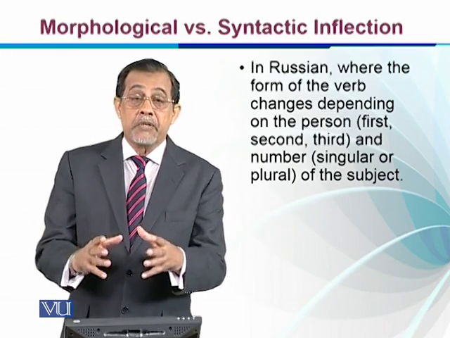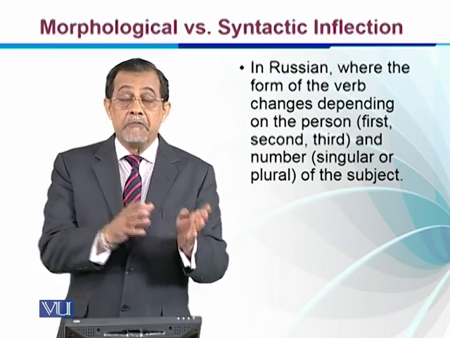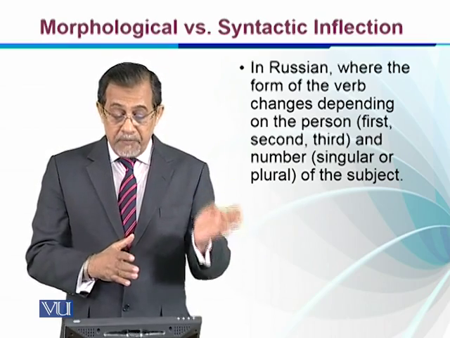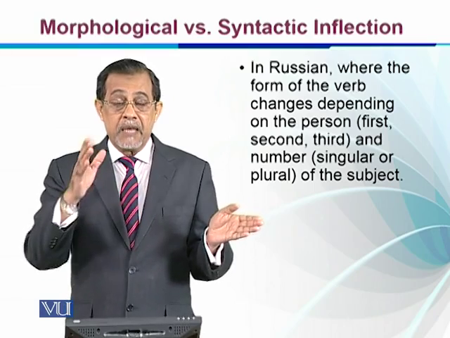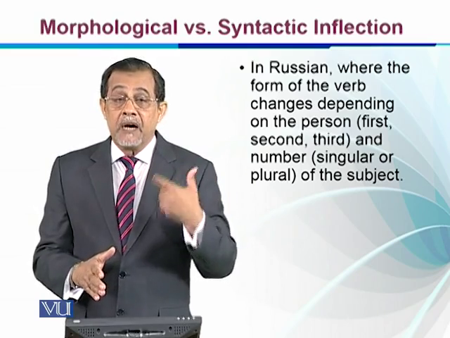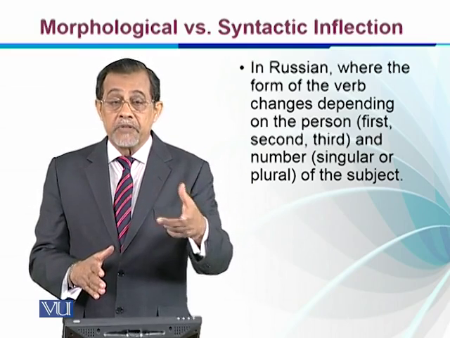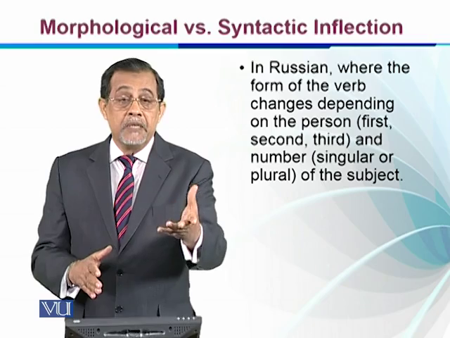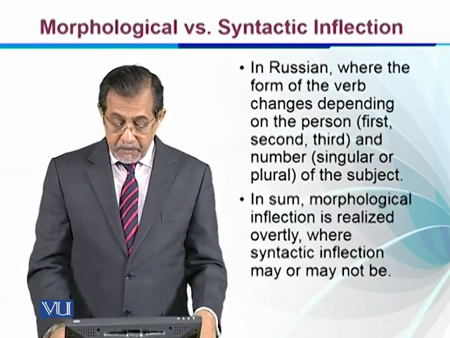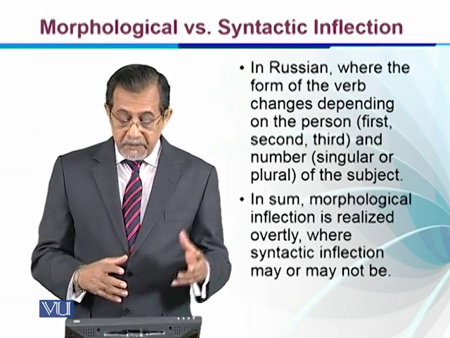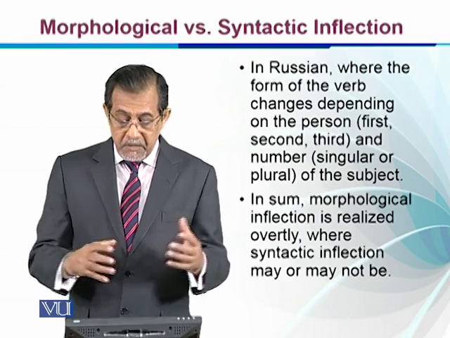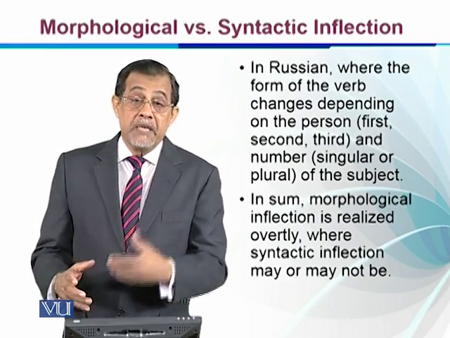So contrary to Chinese, we have a language, Russian, in which the verb agrees according to first person, second person, and third person. First person is I and we, second person is you and you, and third person, singular and plural. So it has too many affixes. In some languages, morphological inflection is realized overtly, openly, where syntactic inflection may or may not be, as in the case of the Chinese language.